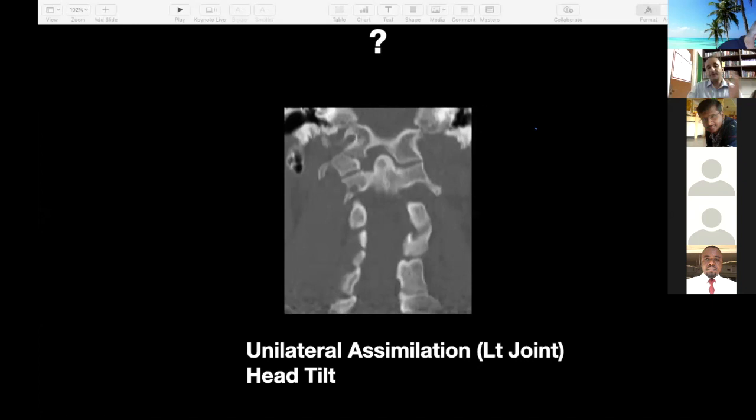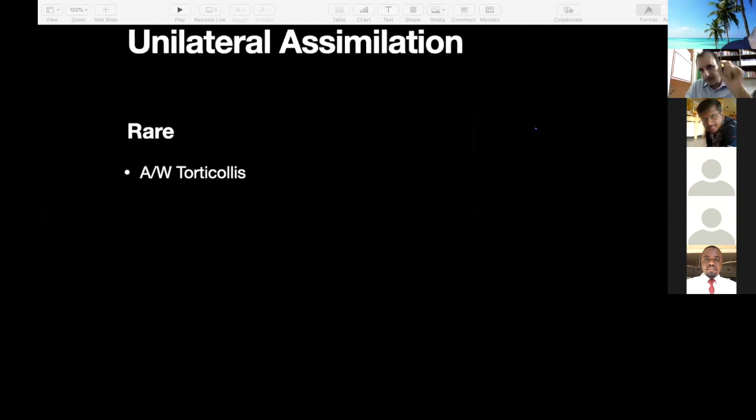Now, what is the learning story here? One, unilateral assimilation is rare. But whenever you have it, there is a very high chance that the patient would present with torticollis. So if you have a short neck with torticollis, you should think about unilateral assimilation of the atlas.